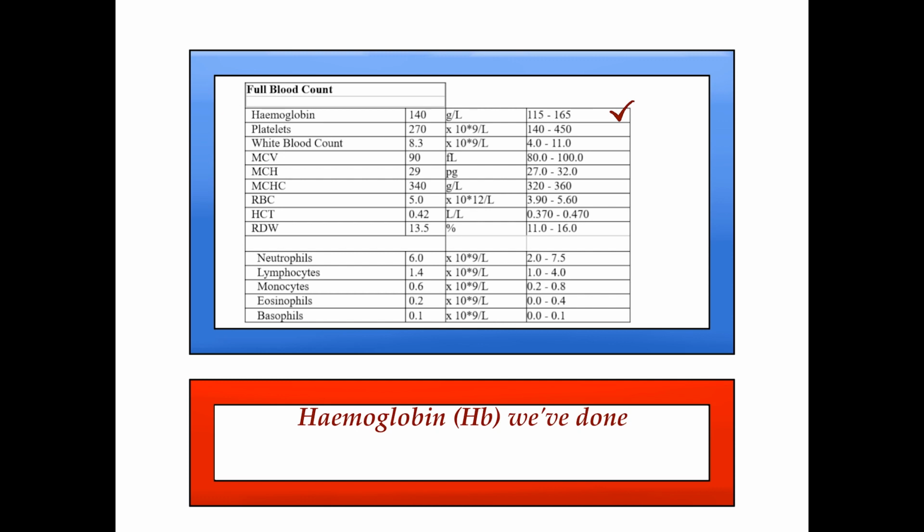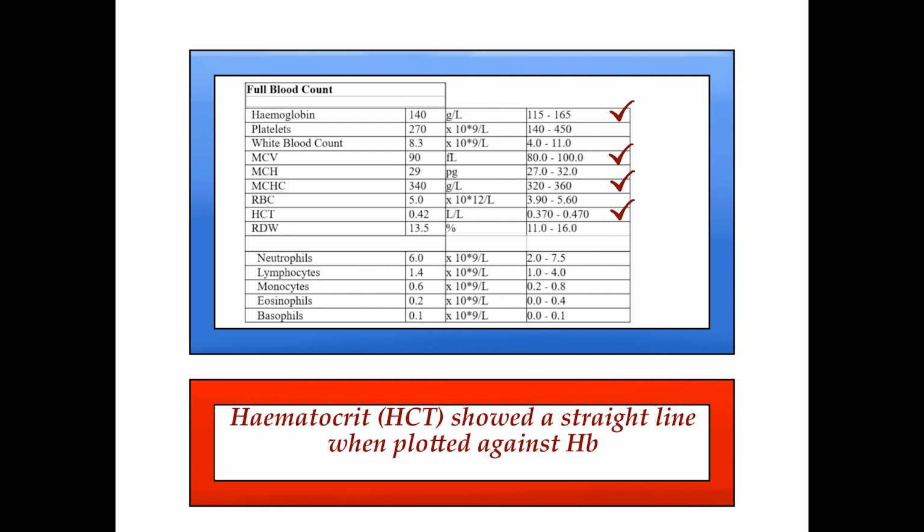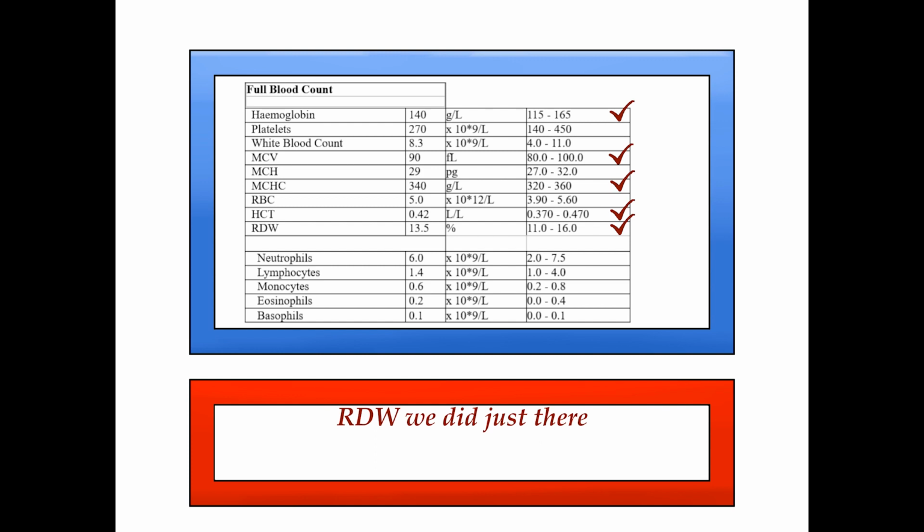I think we've probably covered MCV as much as any sane person would like. MCHC was the one that helped with hemolysis and odd cell shapes. Hematocrit, or HCT, as we showed, is a straight line when plotted against hemoglobin. RDW we did 54 seconds ago. So what's left? Well, RBC is the number of red cells in a litre, which in this example is 5 times 10 to the 12, or 5 trillion per litre.